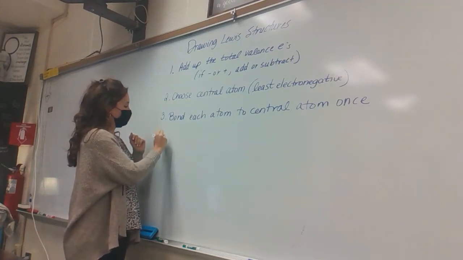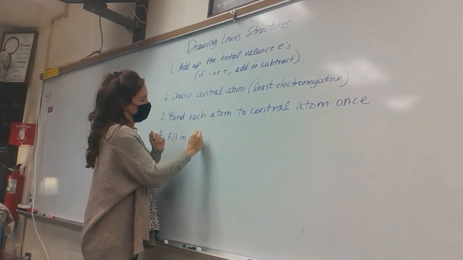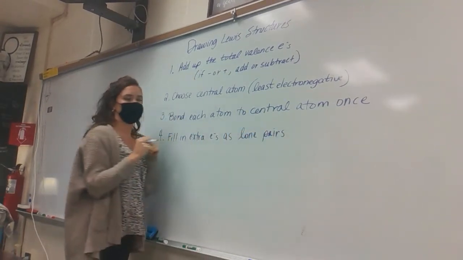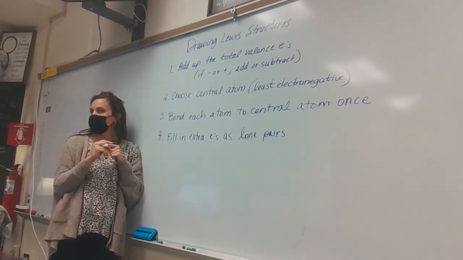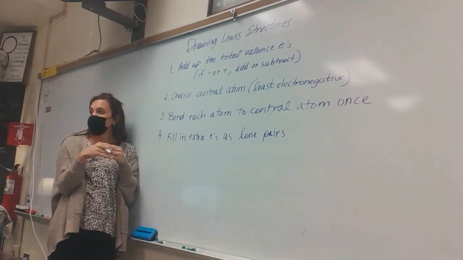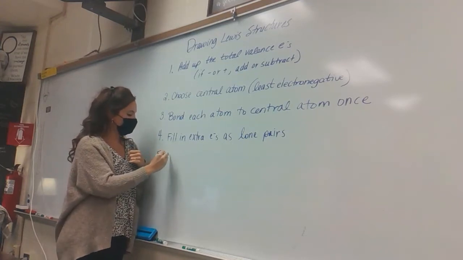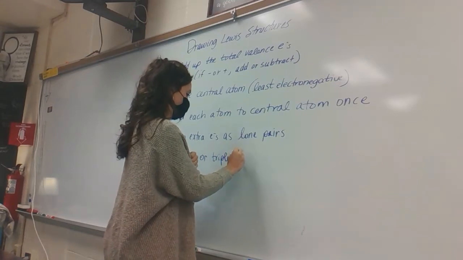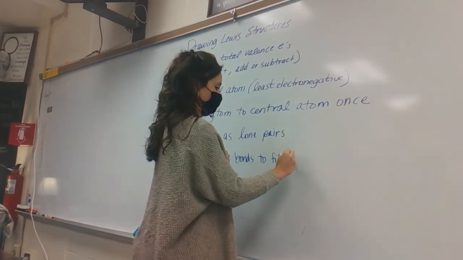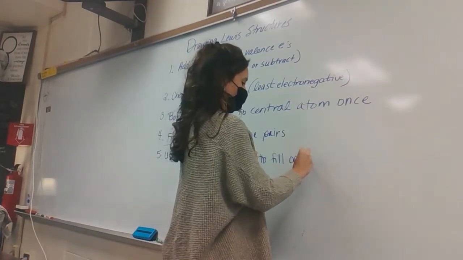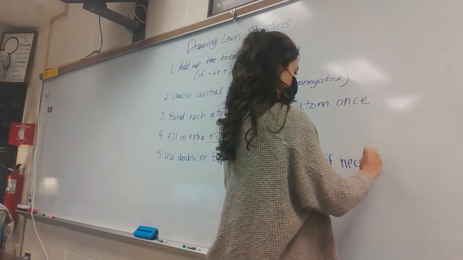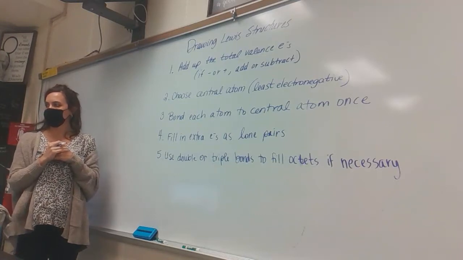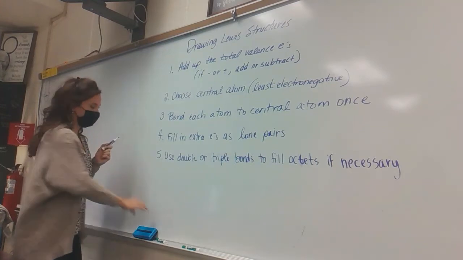Step four, fill in extra electrons as lone pairs. Okay, so then if you've done all these things and all your atoms don't have a full octet, you go on to step five and you use double or triple bonds if necessary. And then we're going to do some examples.